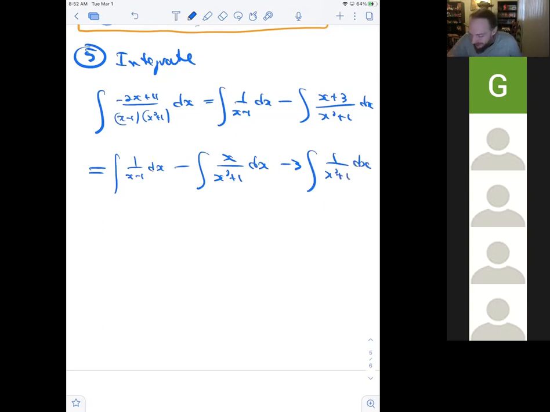So this one I'm going to have to use a substitution. I'm going to use w is equal to x squared plus 1. So 1/2 dw is equal to x dx.